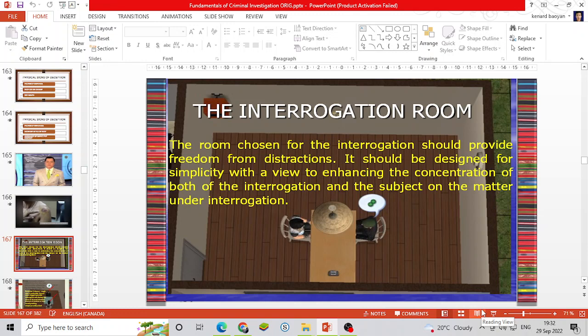Last meeting we had discussed interrogation, the types of witnesses in relation to interrogation, and we have watched bad examples of an interrogation. So now we will be resuming with the interrogation room.